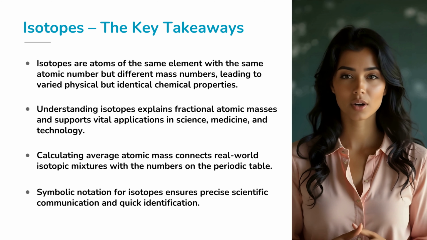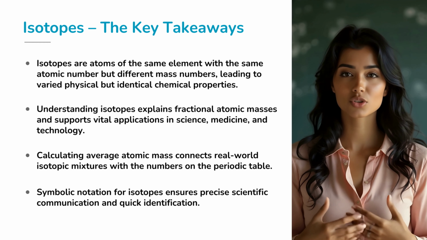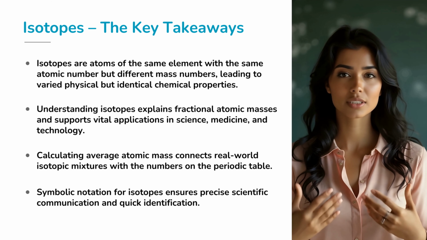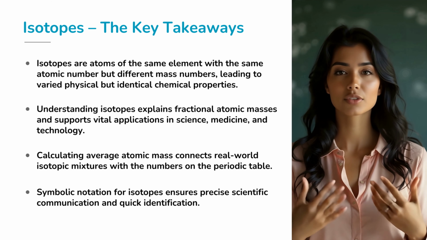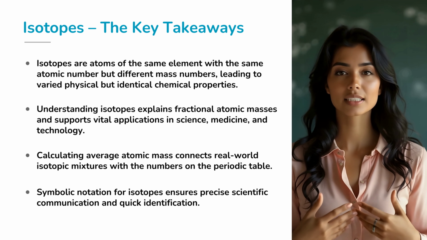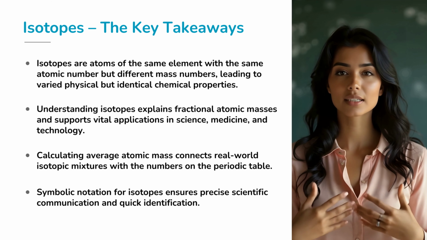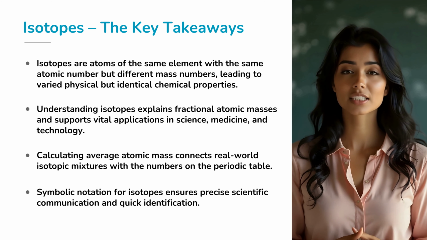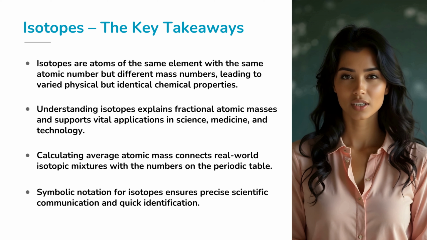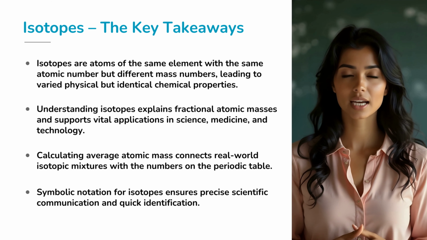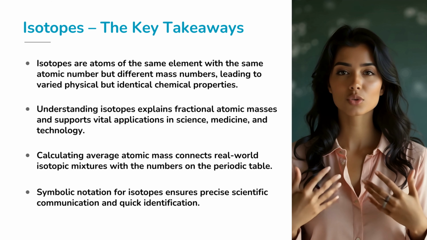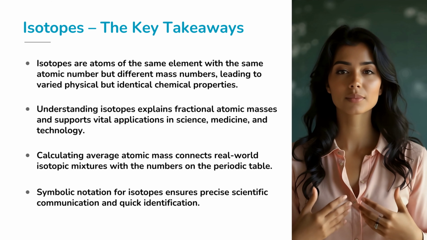Let's quickly sum up what we've discovered about isotopes. Isotopes are atoms of the same element with the same atomic number but different mass numbers, which means they have the same chemical properties but their physical properties can differ. Isotopes explain why atomic masses aren't always whole numbers and why elements can be used in so many amazing ways, from medicine to industry to archaeology.